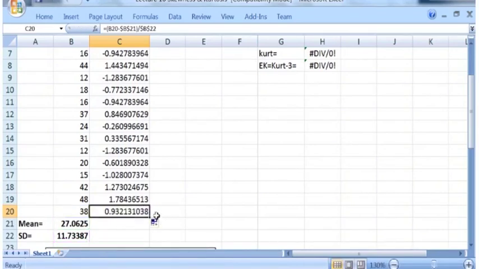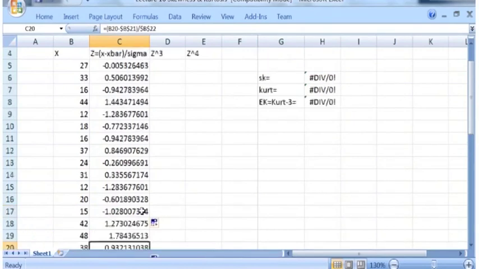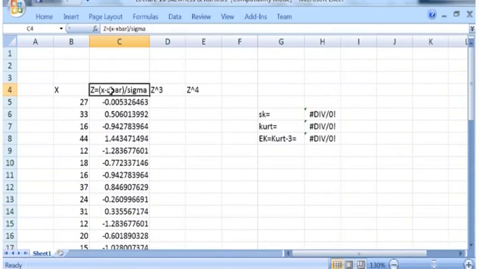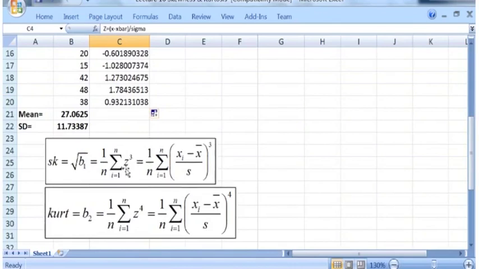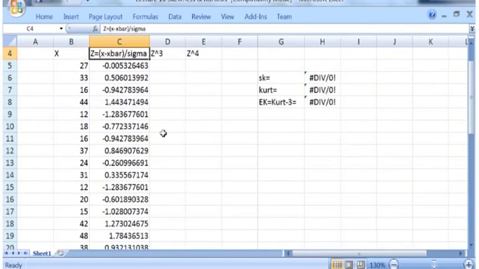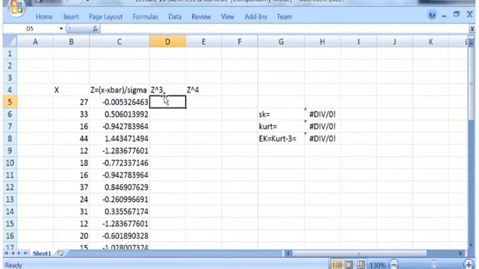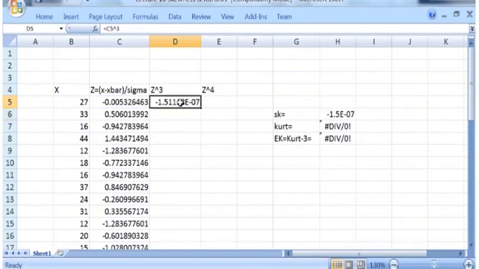Once you have the standard deviation, the standardized variable in hand, using this formula we have the z variable. Now take its cube and then take the sum divided by n, and you will get the skewness. In order to take the cube, z cube, it is the cube of this entry, C5 raised to power 3. So copy it down throughout.